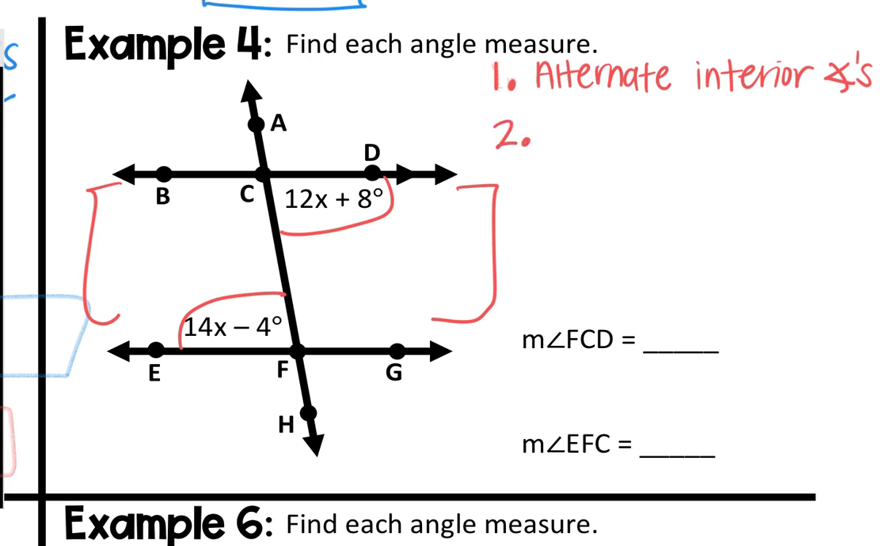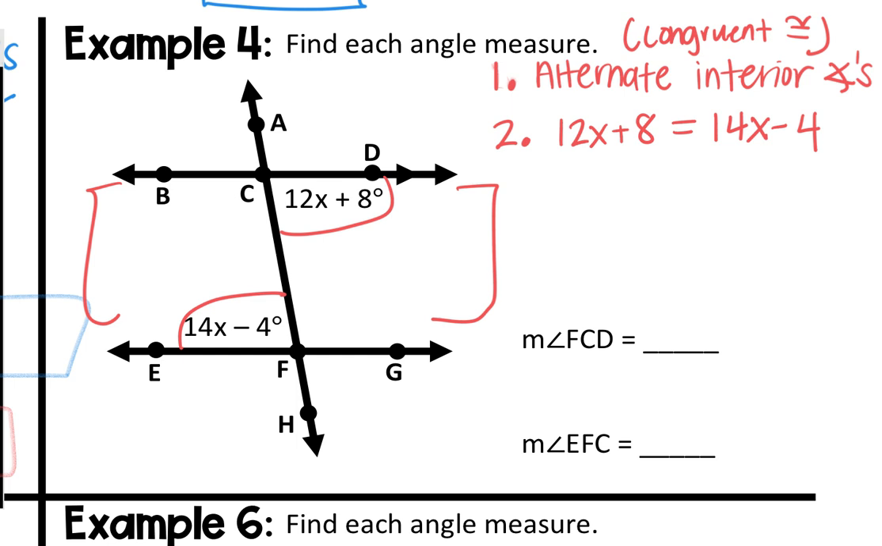All right, and then we're going to solve. So because they're alternate interior angles, remember they are congruent angles. Okay, so they're equal to each other. So I'm going to take each expression, each angle, and I'm going to put them equal to each other to set this up. So 12x plus 8 equals 14x minus 4. Now, I could have started the other way. I could have grabbed 14x minus 4 and said it equals 12x plus 8. It doesn't really matter the order because they should be equal to each other, right? So now it's just solving and then finding those missing angles.